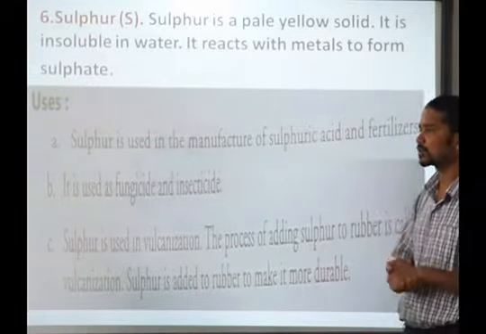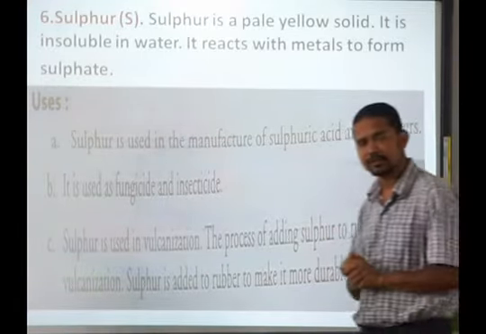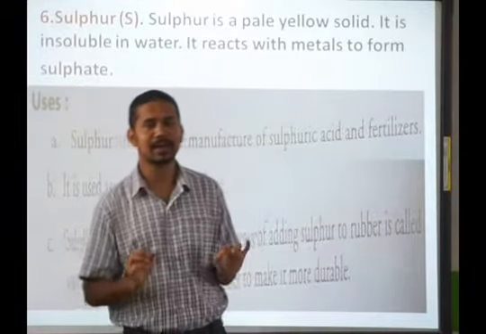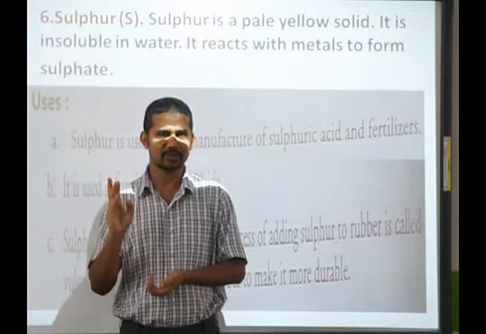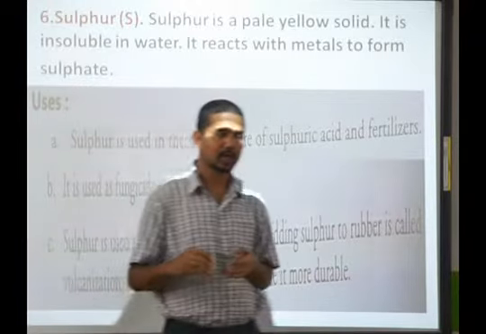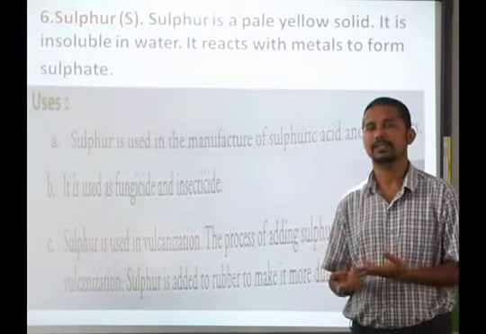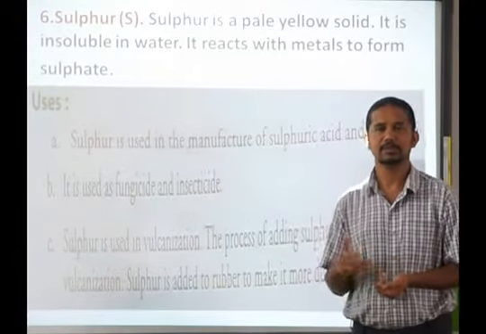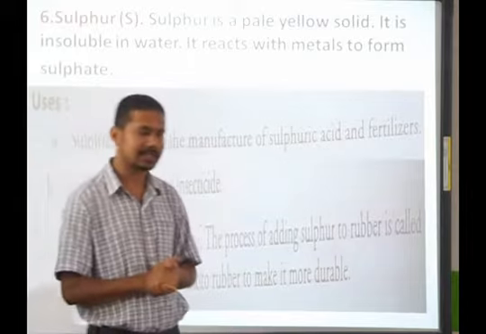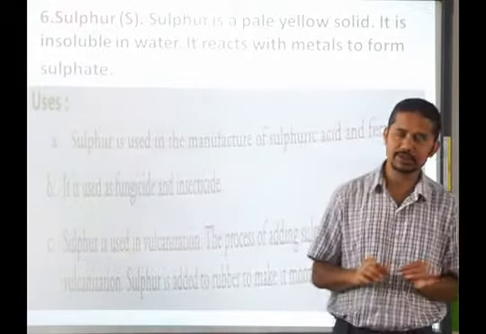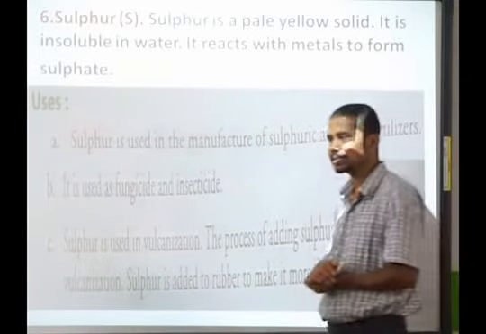Sulphur is used in the manufacture of sulfuric acid and fertilizers. There are 3 important mineral acids: hydrochloric acid, sulfuric acid, and nitric acid. This sulfuric acid is made using sulfur, and even there are some sulfate fertilizers like ammonium sulfate, made by using sulfur. It is used as a fungicide, which kills fungus, and as an insecticide, which kills insects.